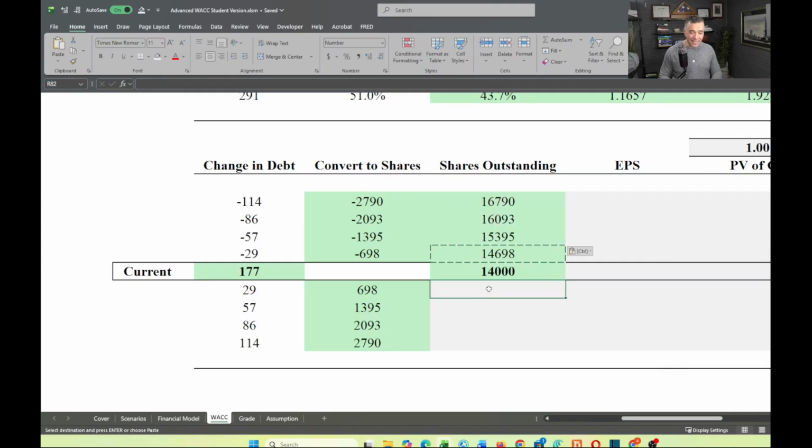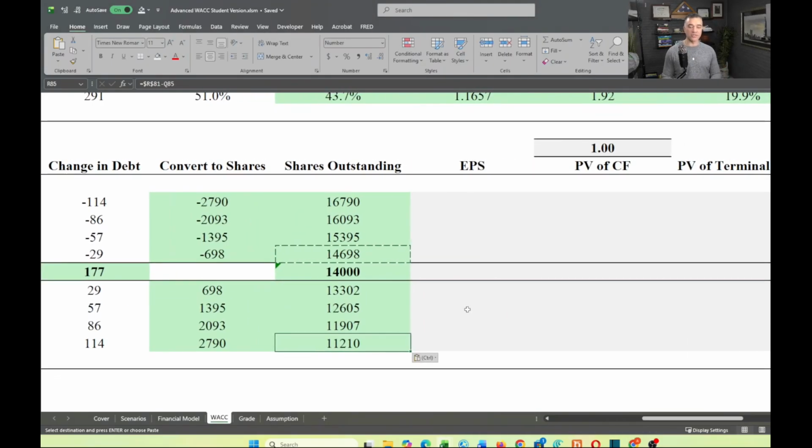And the same thing here: if I want to increase my debt, I'm going to take that loan and buy back shares outstanding. That's what I'm going to do with the money raised, and that's going to lower my shares outstanding. So what we're going to do here is this minus a positive, which actually subtracts. So now we have a good idea what our shares outstanding are based on our debt level.